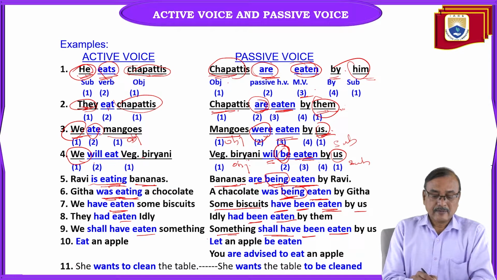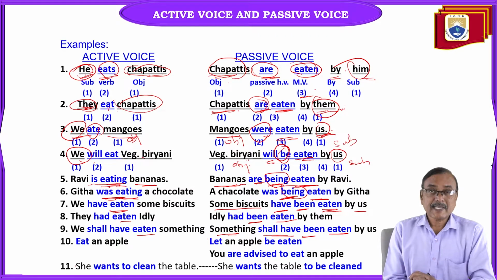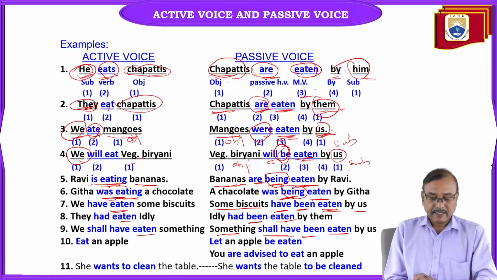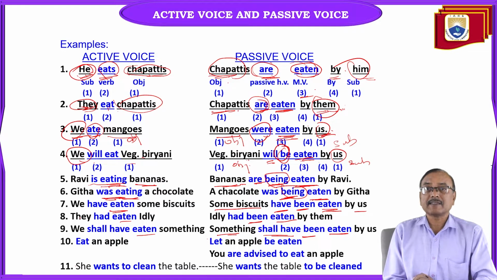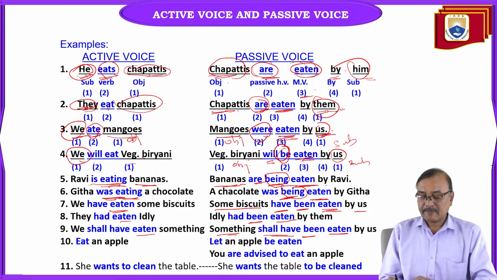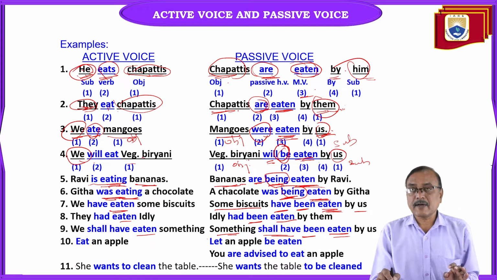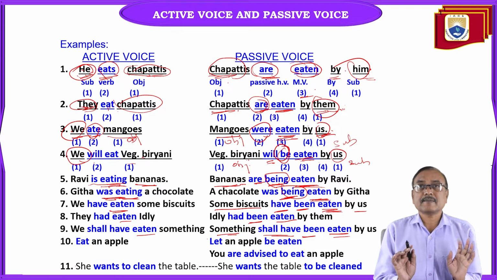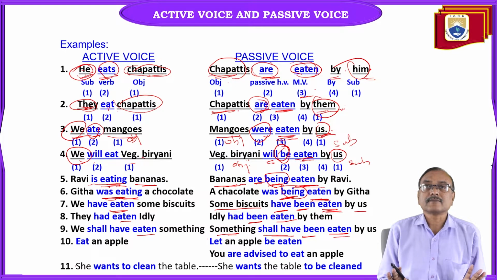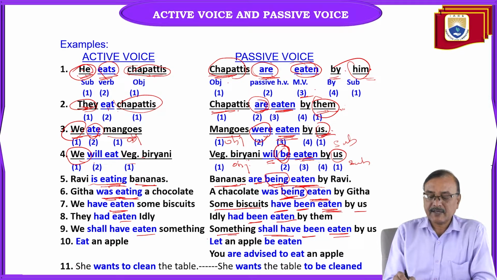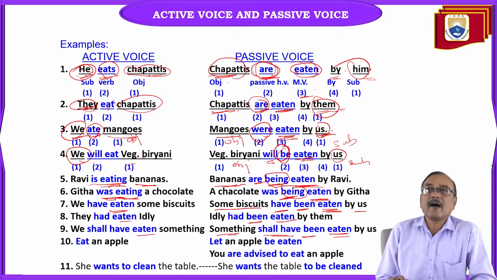This main verb is becoming the V3 form, eaten. So you see here, in present tense it is eaten, in past tense also the main verb in passive voice is eaten, in future tense also it is eaten, in continuous tenses, present continuous, past continuous, even present perfect, past perfect, the main verb is always V3 form. So now see the changes. Subject is coming to object place, object is coming to subject place. This is one. Then second, immediately after the object, we are using one passive helping verb, are.